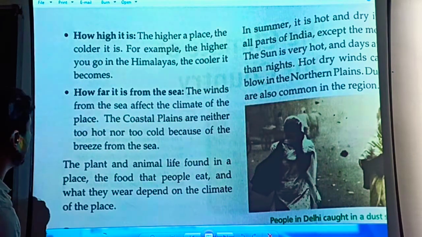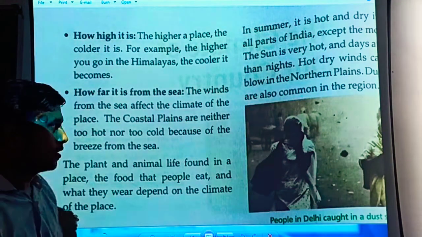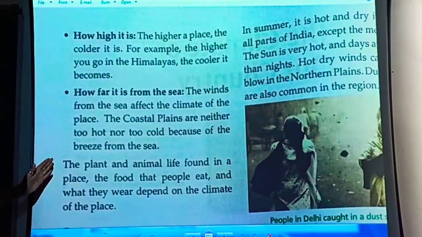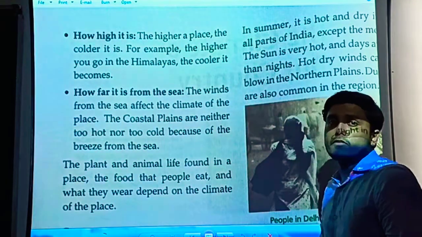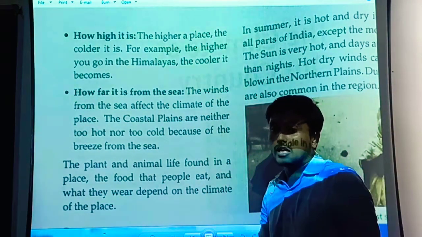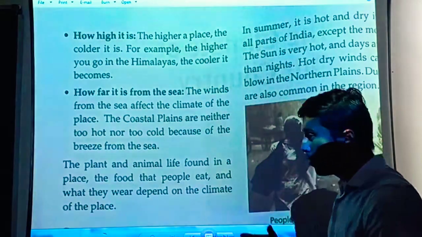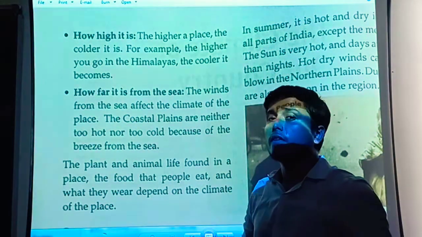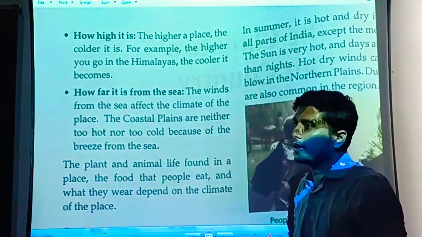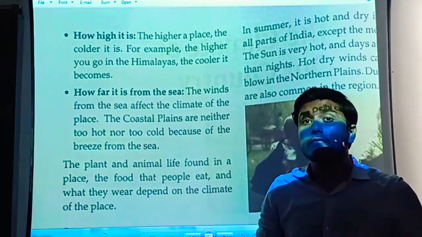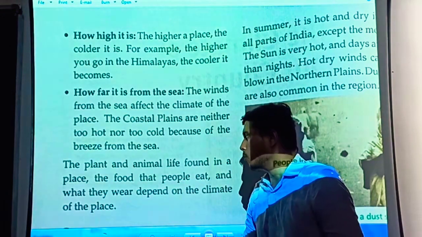The plants and animal life found in a place, the food that people eat, and what they wear depend upon the climate of a place. We all know that because of the climate, a lot of things vary and change. The kind of vegetation and plants we find there depends upon the climate. The food we eat also depends upon the climate. For example, if a region is very cold, people will prefer more meat of animals, food which can keep them warm. So the food people eat and what they wear depend upon the climate.